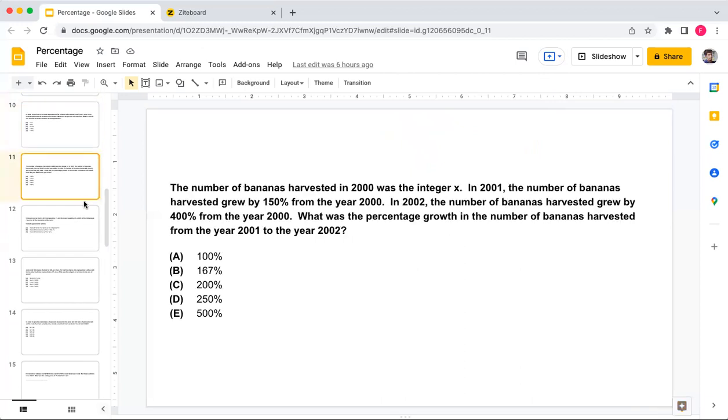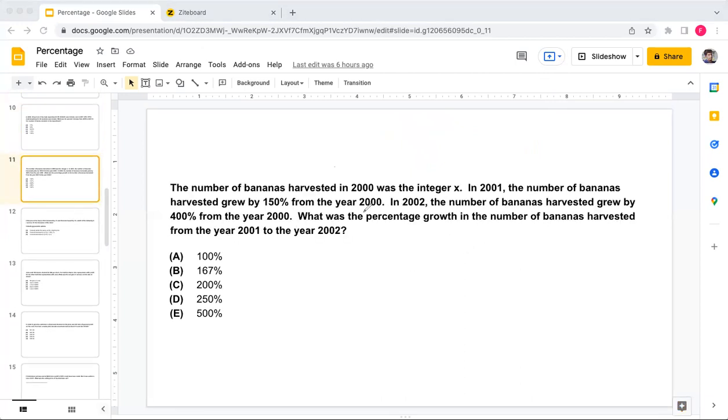The number of bananas harvested in 2000 was the integer X. Okay, so in 2000 we have X. In 2001, the number of bananas harvested grew by 150%. So how can I write 150% in the form of a fraction? Anyone? 5 by 2. Yes, 5x by 2.